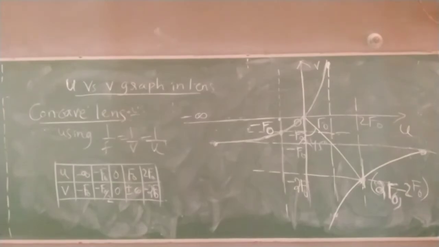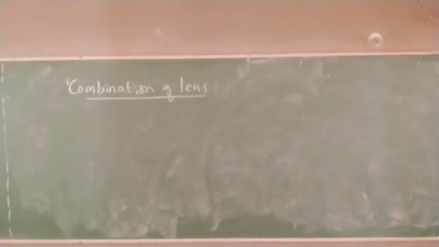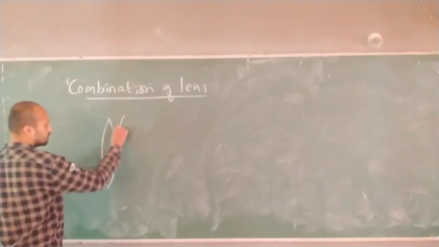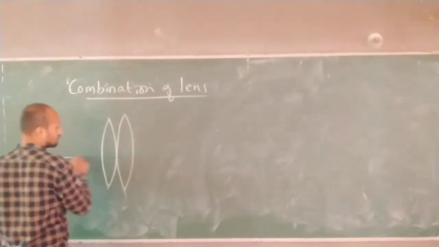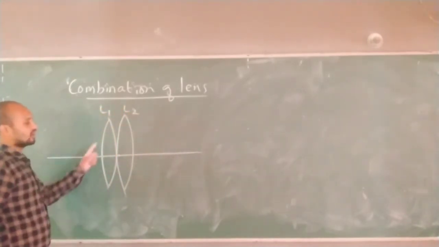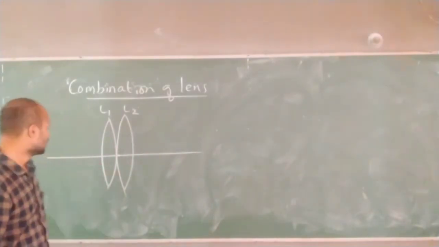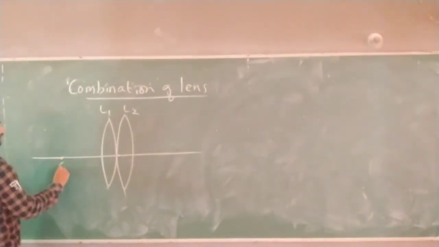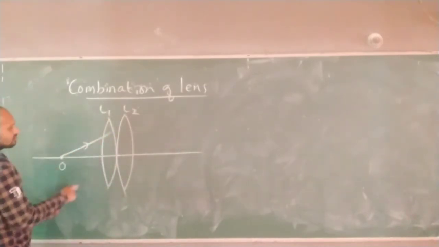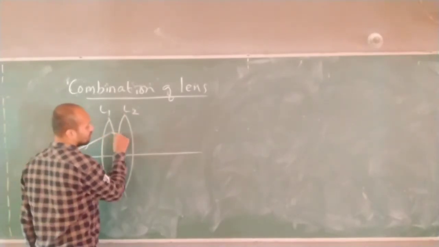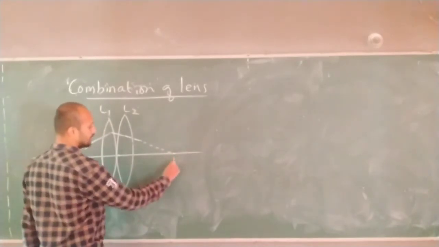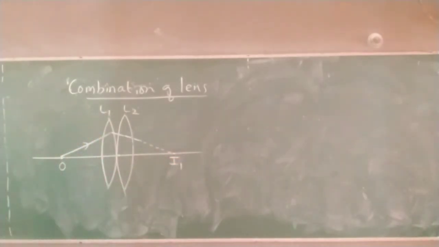Let us move on. Let us study about combination of lenses. I will consider two lenses, L1 and L2. This is having focal length f1, and this is having focal length f2. Got it? Imagine that one object is there. It will go like this. After passing through the first lens, imagine that it is going to form an image. Correct now? Let us take it as I1.